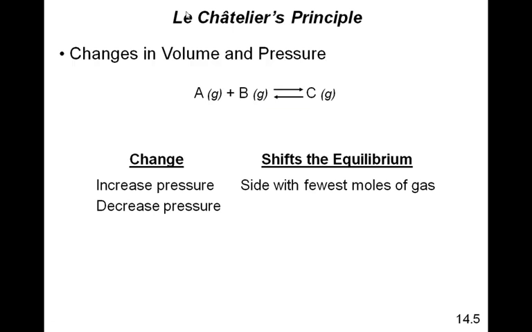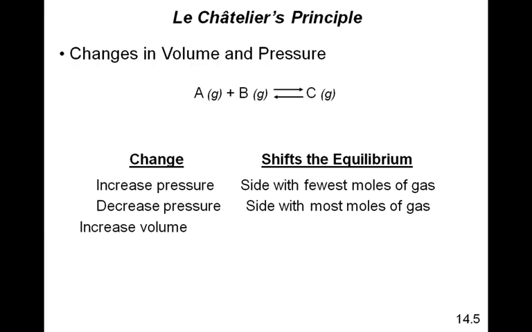Decreasing the pressure obviously is going to increase the volume. Increasing the volume is going to cause the concentration of these to actually decrease. And so what's going to happen is it's going to try to shift to the side with the greatest number of moles of gas and try to increase the concentrations on this side. And so it's going to shift to the left, making more of A and B and less of C.